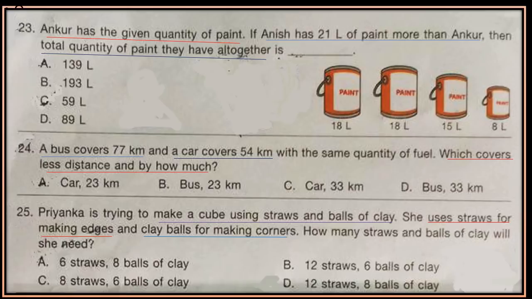Question 25. Priyanka is trying to make a cube using straws and balls of clay. She used straws for making edges and clay balls for making corners. How many straws and balls of clay will she need? So Priyanka is trying to make a cube using straws and balls of clay. She uses straw for making edges and clay balls for making corners. So how many straws and balls of clay will she need? For that you should know how many corners and edges a cube has.